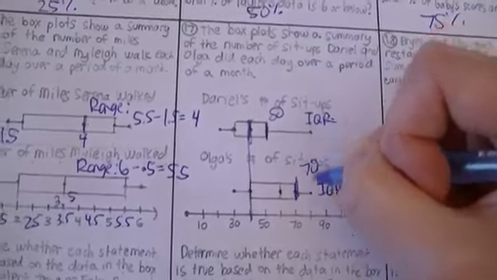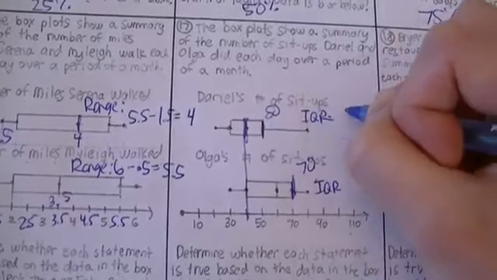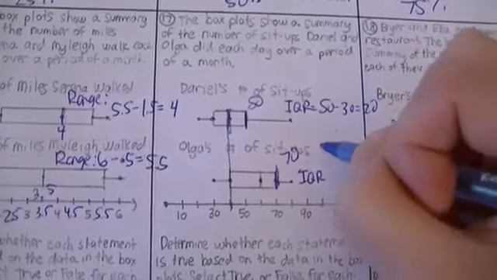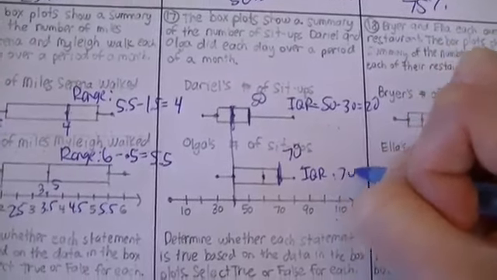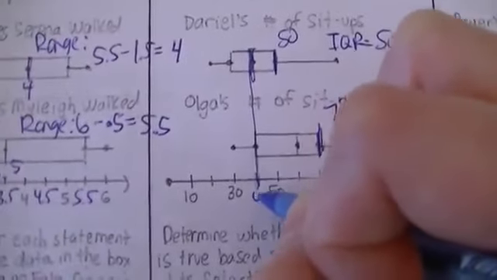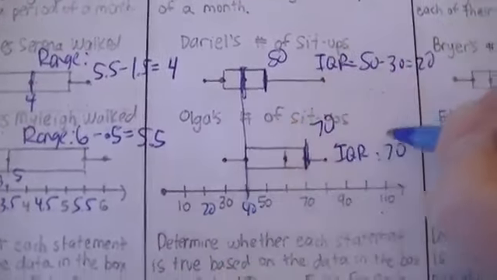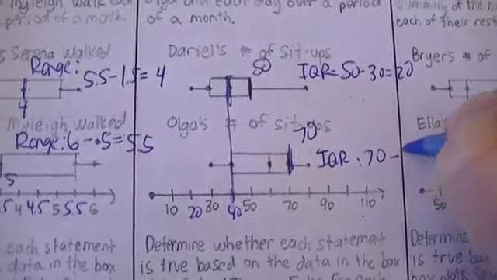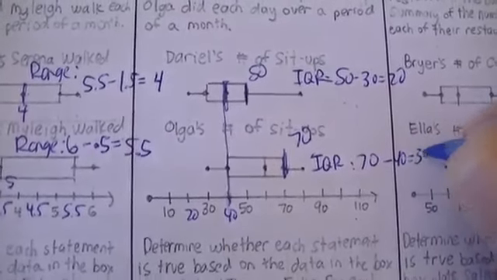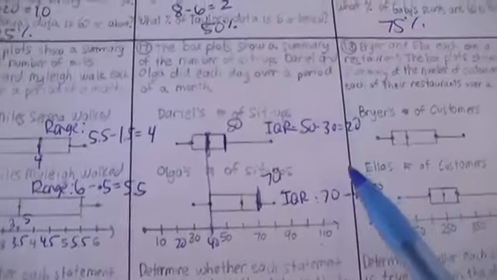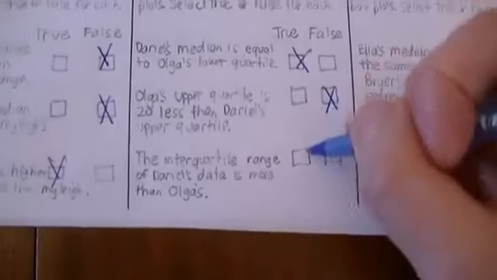Interquartile range for him is 50 minus 30, which is 20. Hers is 70 minus, oh, I should fill that in, 40. 70 minus 40, sorry, is 30. So the interquartile range of Daryl's data is more than Olga's. Nope, Olga's is bigger, so this is false.